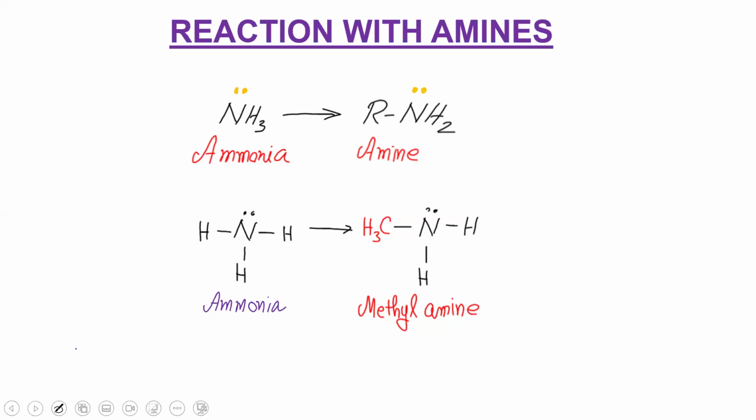Now, can you recall? Can you explain that? What is the difference between ammonia and amine? Ammonia is NH3 and amine is RNH2. That's it. And look at the R group. The R group has replaced one hydrogen.